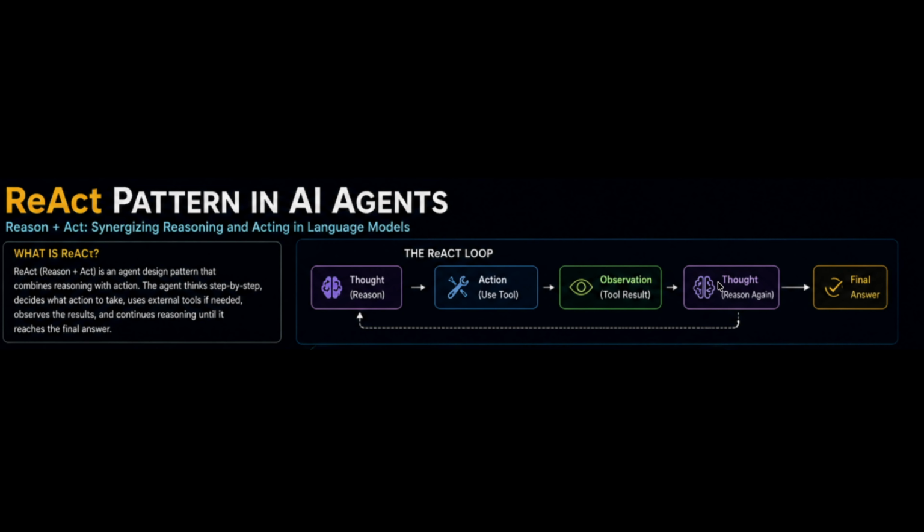Then it will apply a thought again. Based on the result, it will go and improve that reasoning. Then it provides a final answer. So this loop continues. This loop we call it as a ReAct loop.